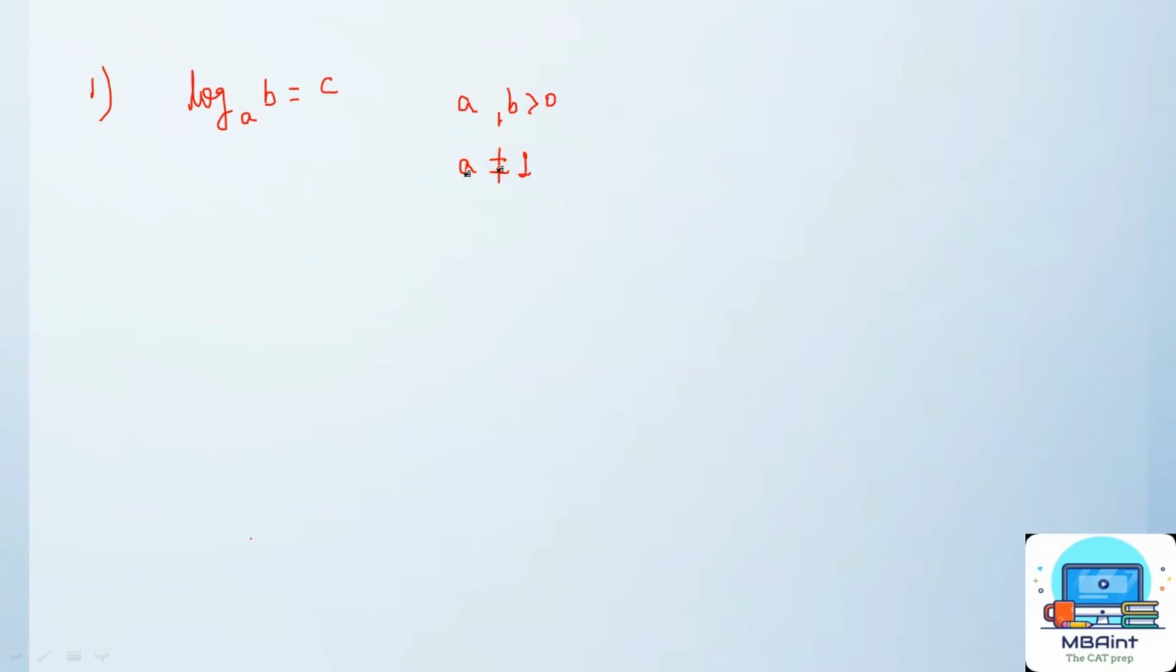Now I'm going to tell you why I cannot have a equal to 1. As you learn further in the course, you will see that I can write log base a and value b as log b upon log a. You will see this in the property part of the course.